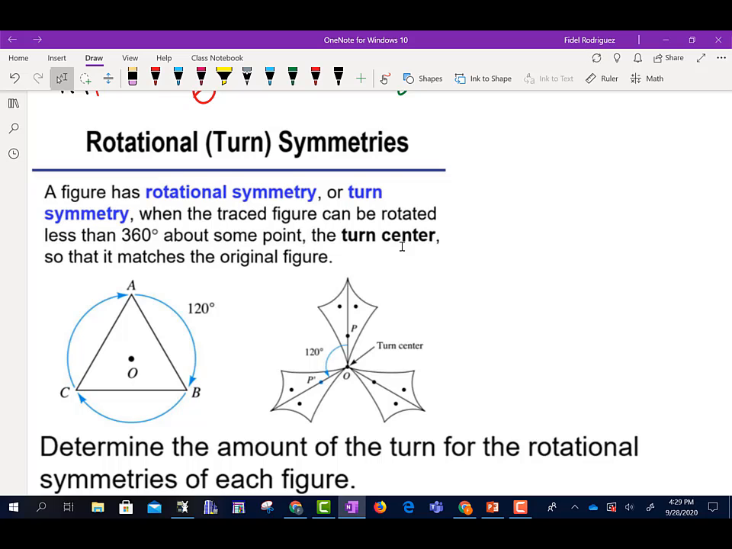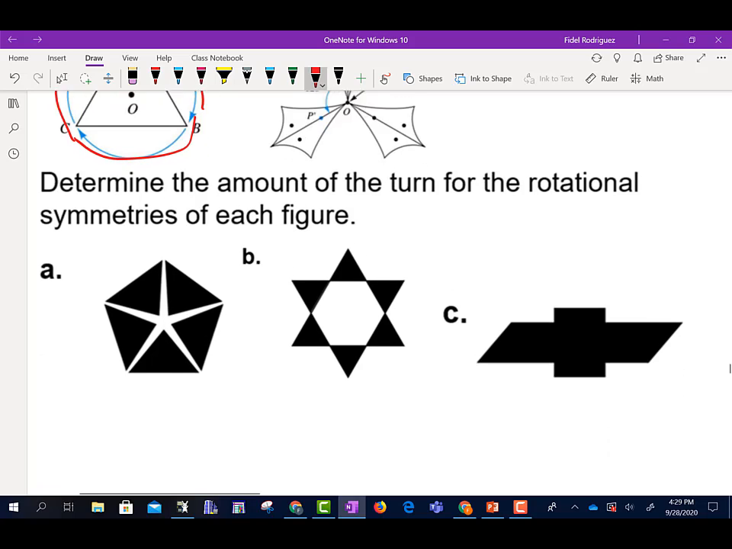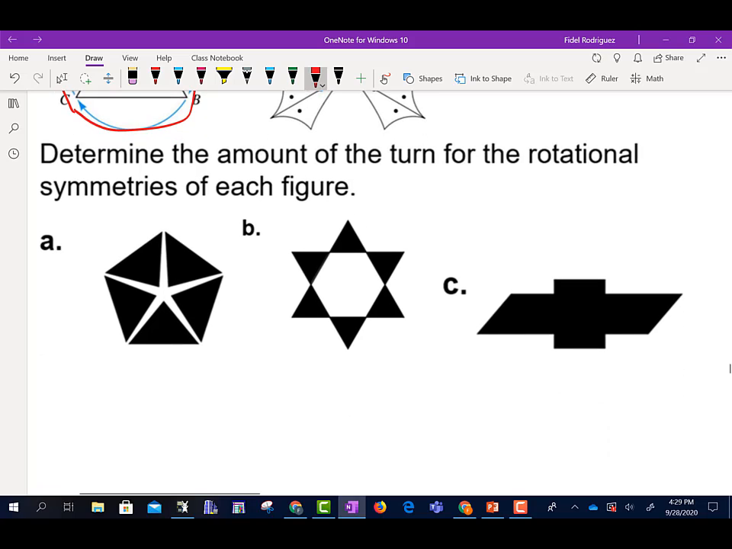The turn center so that it matches the original figure. So we notice from here they go 120, another 120, another 120, and so on and so forth, right? Okay, so it says determine the amount of turn for the rotational symmetries of each figure. All right, so we're going to look. We can rotate this point to this one, and so on, okay?